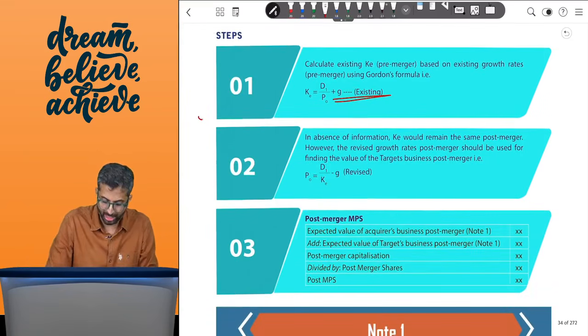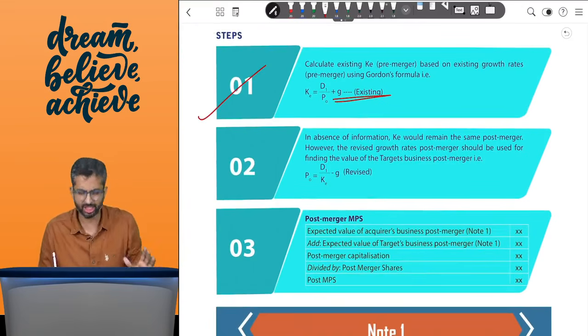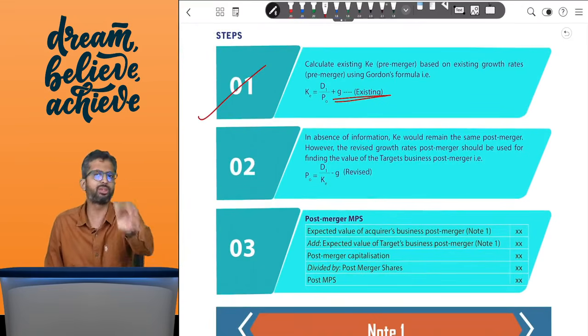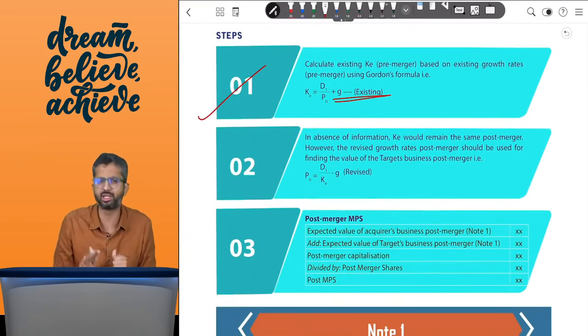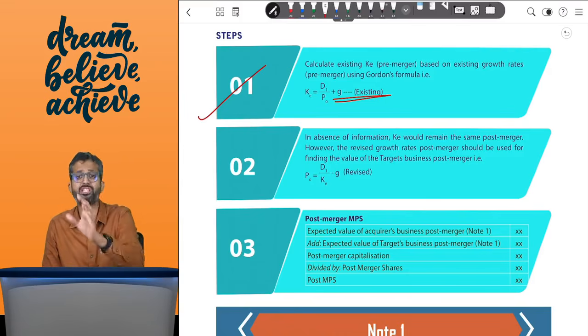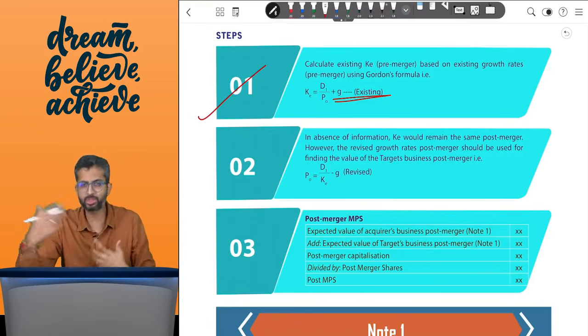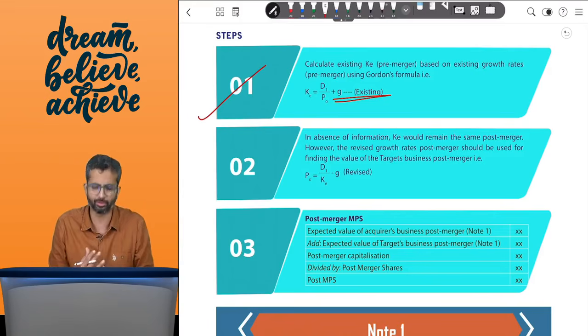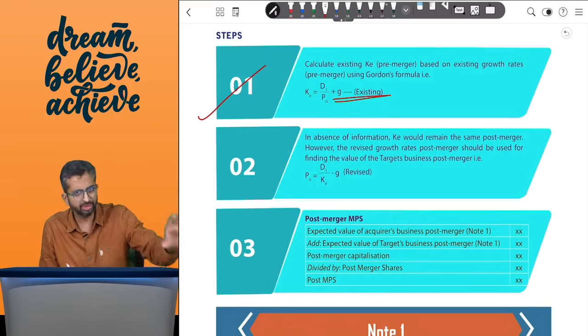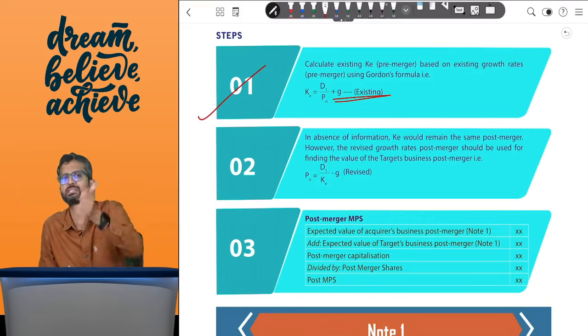So, step 1, calculate the existing KE based on the given data. If CAPM is there, you take that. If not, you will use Gordon's formula, which is typically the institute question, D1 by P0 plus existing g. Assume that the KE remains the same. Post-merger, the value of the target's piece of business will be D1 by existing KE, which remains the same, minus the revised growth rate.